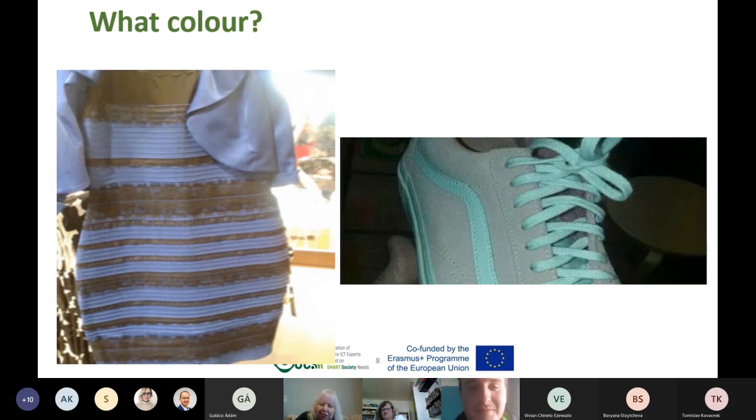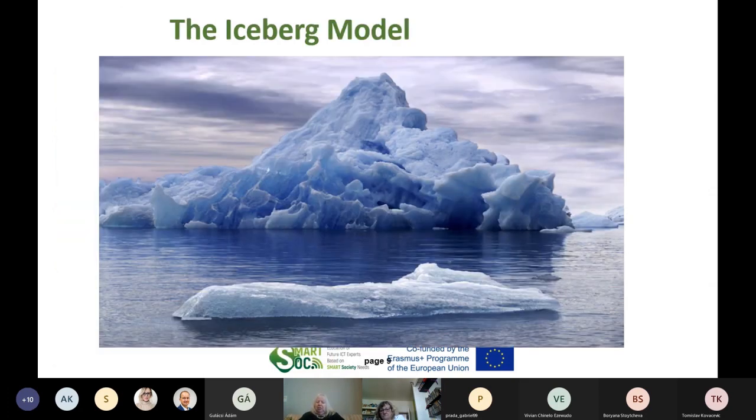So perception is very different according to lots of different factors. One of the models that we use when we talk about culture is the iceberg. Why do you think we use the idea of an iceberg? I think it's because we only see what's above, but the iceberg is actually much bigger under the water. So we see things above the iceberg, but much more below the iceberg.